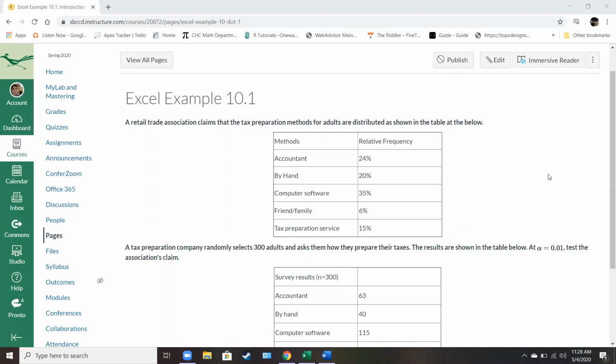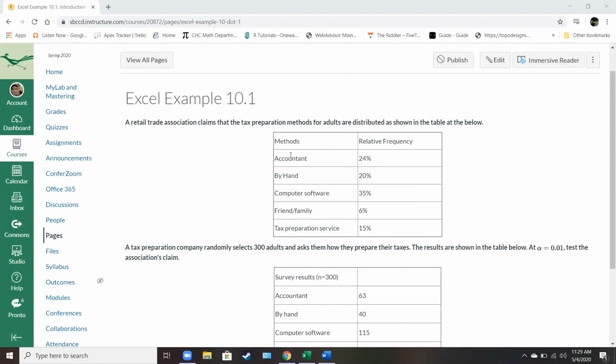Hey class, in this video, just wanted to go through the example here for how to perform that goodness of fit test and kind of using Excel to help us do this a bit quicker, right? So in this question, we have a retail trade association. They claim that the tax preparation method for adults are distributed as follows, right? So they're saying these percentages are true.